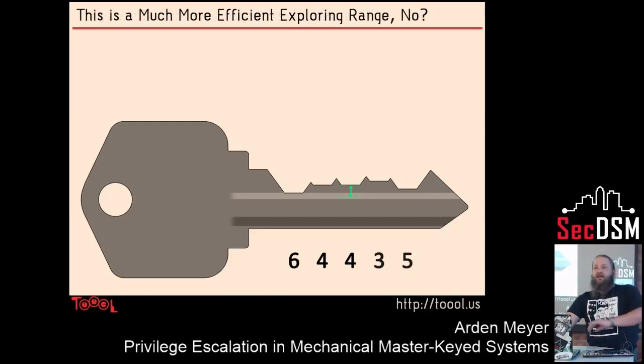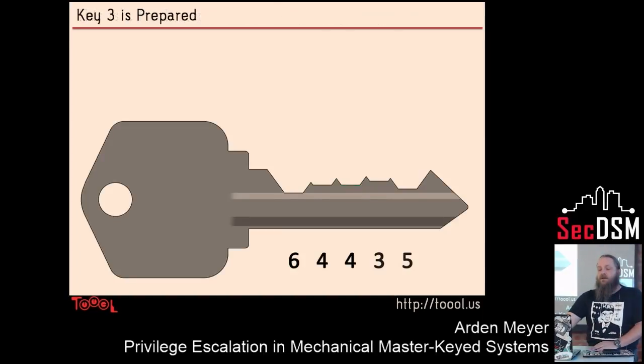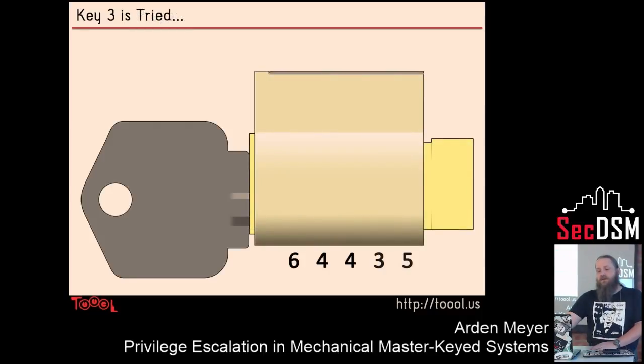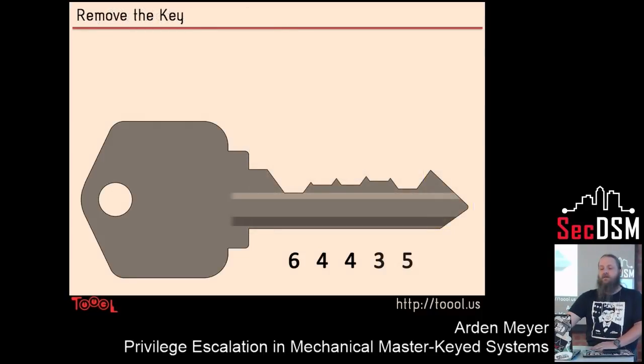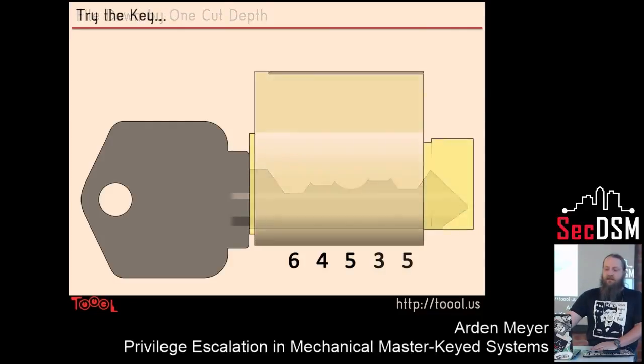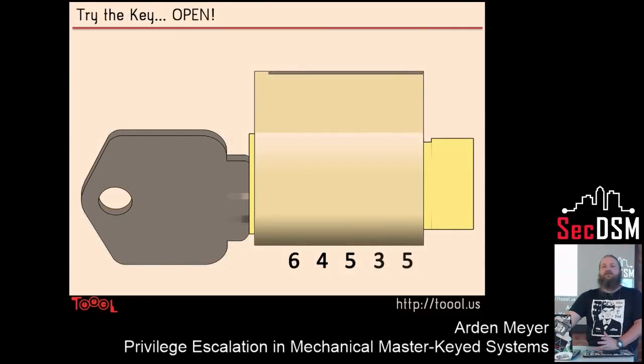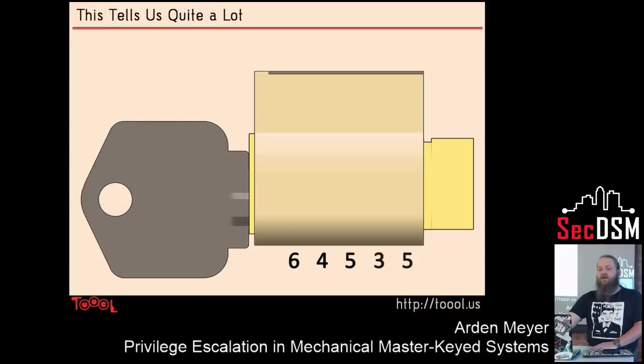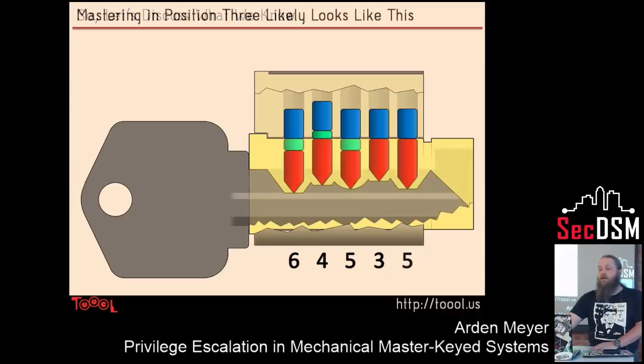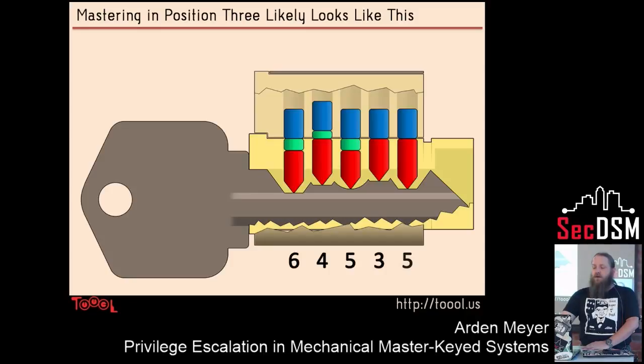So we've also eliminated a lot of wasted time. So we've prepared our key number 3. We give it a try on number 4. It doesn't work. We remove it. We file it down to number 5. We give it a try. It works. We found the master pin for the 3rd pin. So this tells us quite a bit. We now know that we have master pins in the first 3 positions. Now, could we have anything more in that 3rd pin?